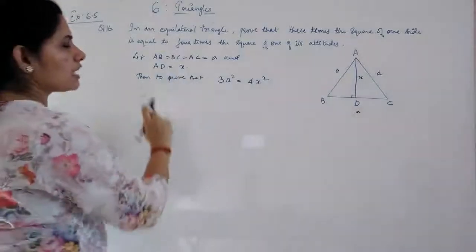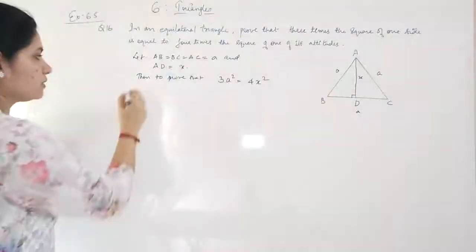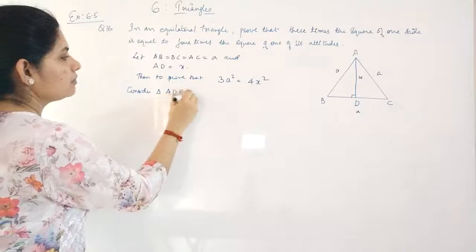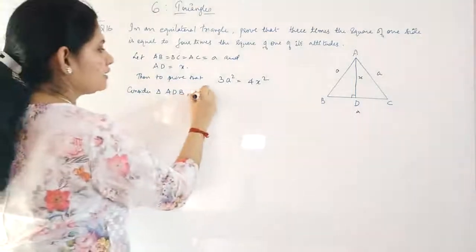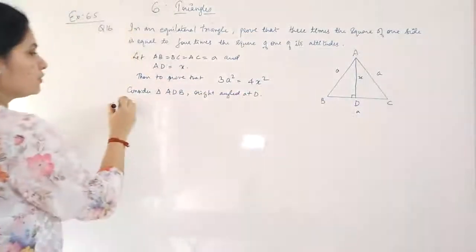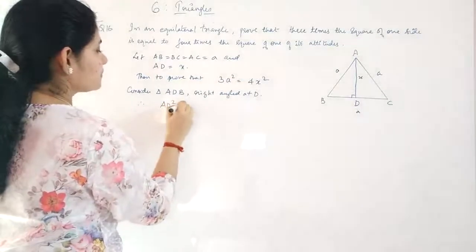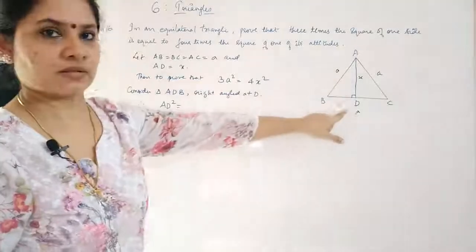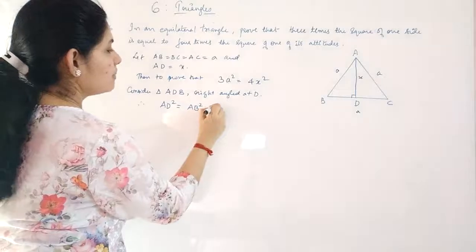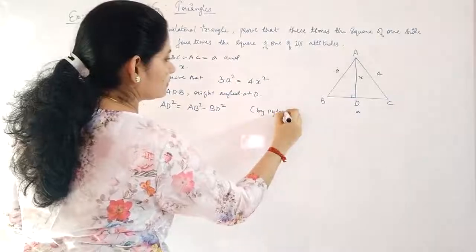So we will start with taking the triangle which is right angled at D. Consider triangle ADB, which is right angled at D. Therefore, by Pythagoras theorem, AD square, that is altitude square, is equal to AB square minus BD square.